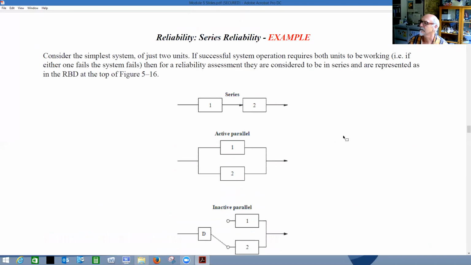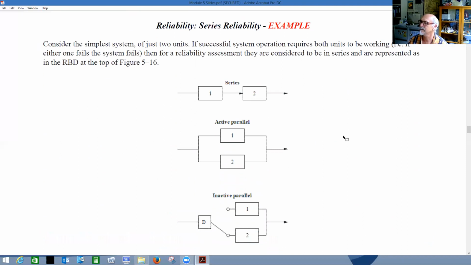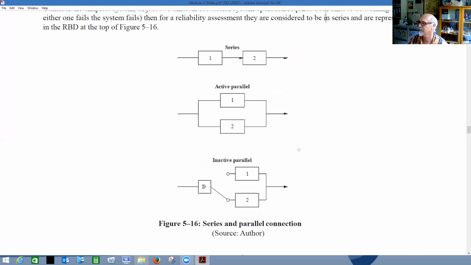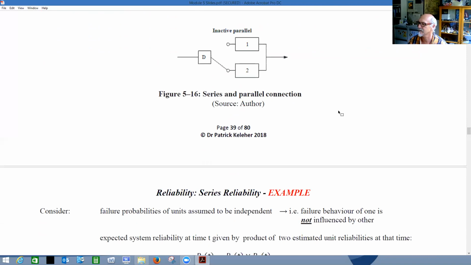All right, so let's look at this example. Consider the simple system. We've got 2 units. Here they are in series. Successful system operation requires both units to be working, that is, if either one fails, the system fails. So if that one's not working, nothing's going to happen. If this one's not working, then nothing's going to happen. Then for reliability assessment, they are considered to be in series and are represented by, again, that reliability block diagram. So you can have this kind of functionality. You can have your parallel or inactive parallel. I'm going to look at a couple of these as we cycle through now.